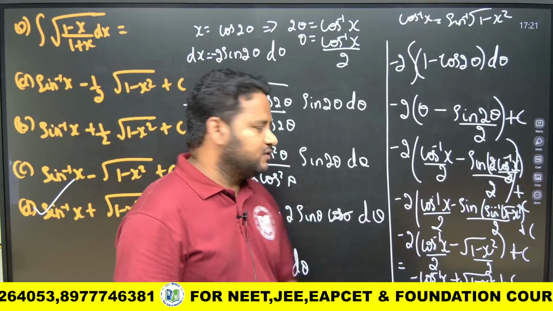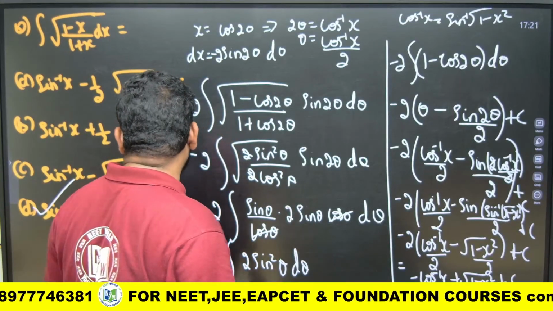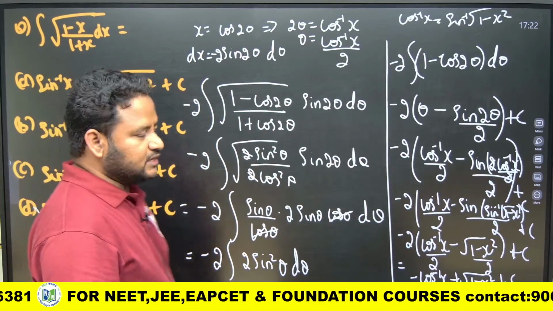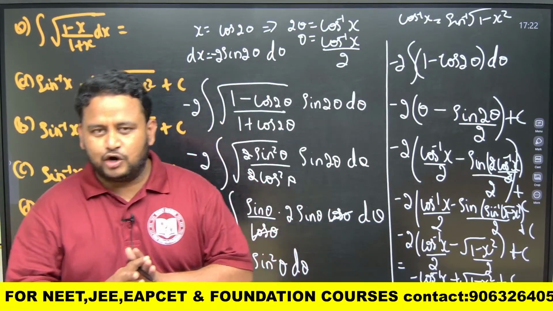I can write it in terms of sin inverse of x plus square root of 1 minus x square. So the answer to this question is option D, friends. I hope it is clear to all of you.